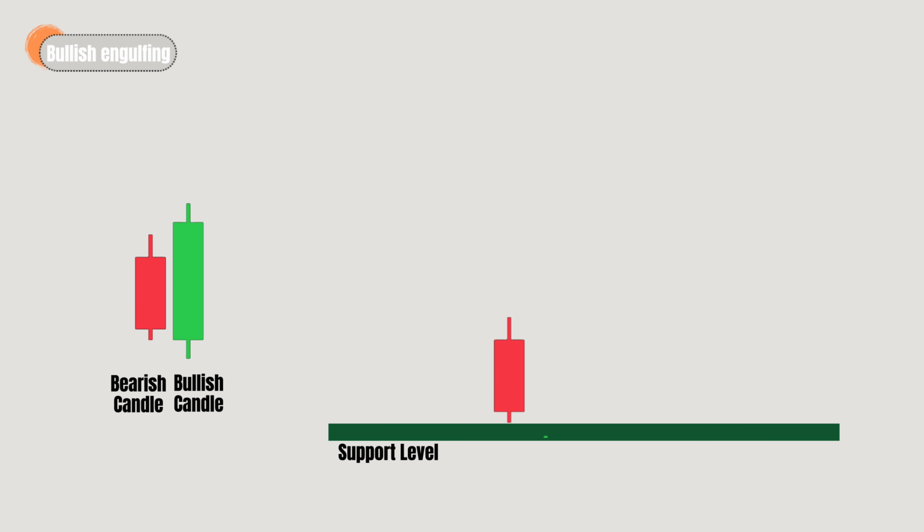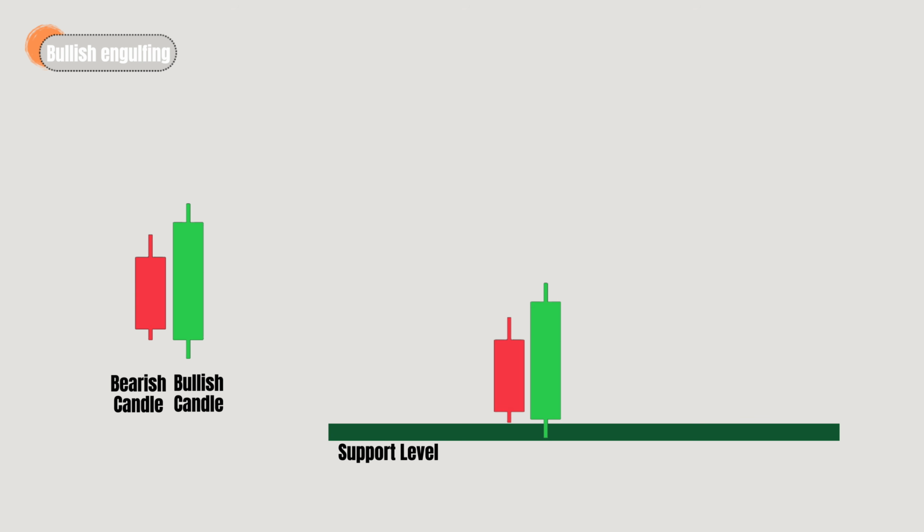The next candle opens below the red candle, but buyers enter the market at lower levels and push the price up, closing it above the red candle's body. The green bullish candle completely engulfs the previous red candle, covering it entirely. This is why it is called an engulfing candle.